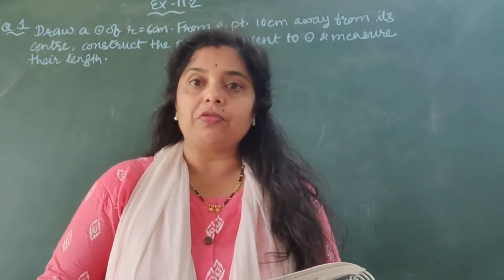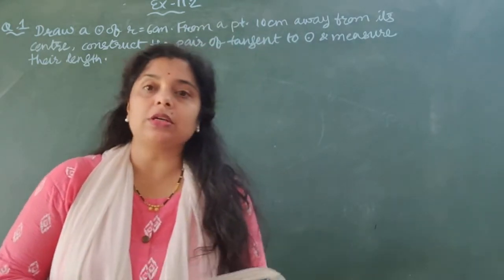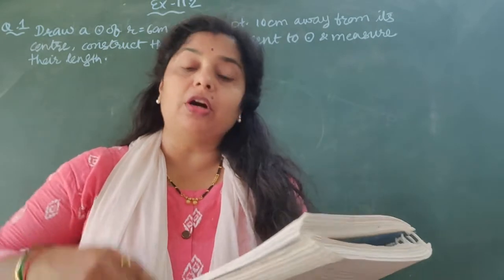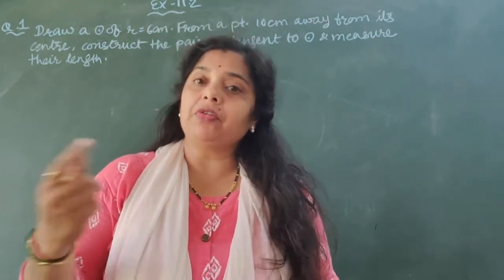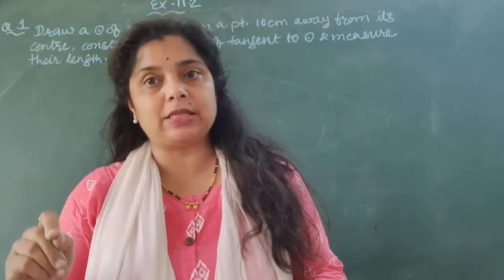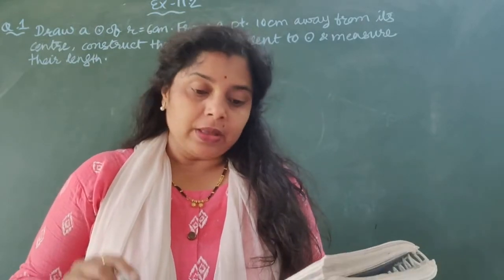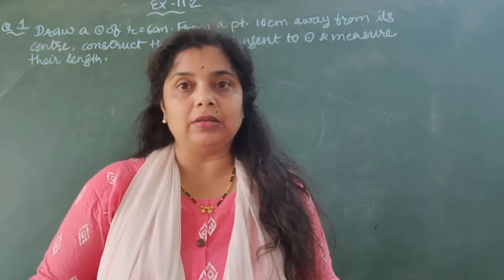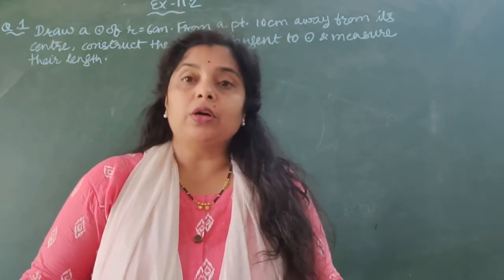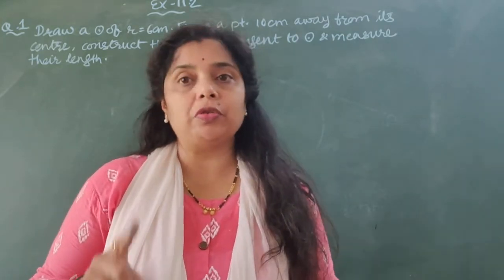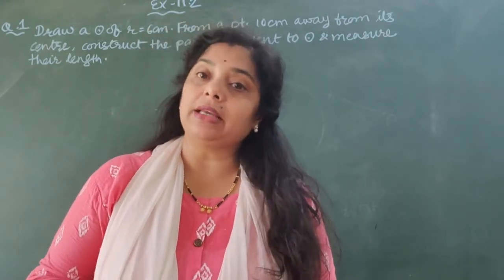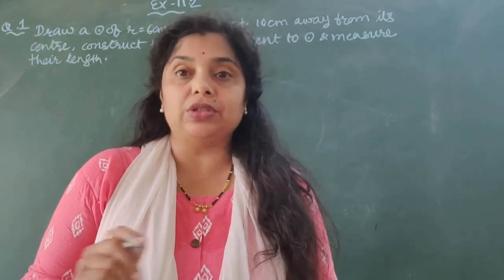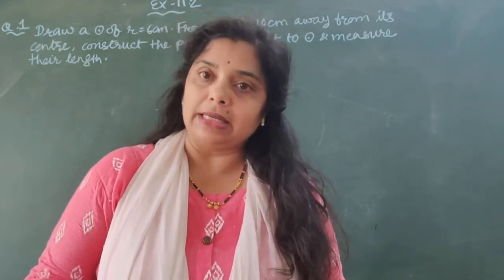Draw a circle of radius 6 centimeter. Take a point 10 centimeter away from its center. Away from its center means that the point is exterior to the circle. Construct the pair of tangents to the circle and measure their length. So we have to do two things here. First of all, we have to construct the tangents, and second, they are asking to measure, which means the length of the tangent.